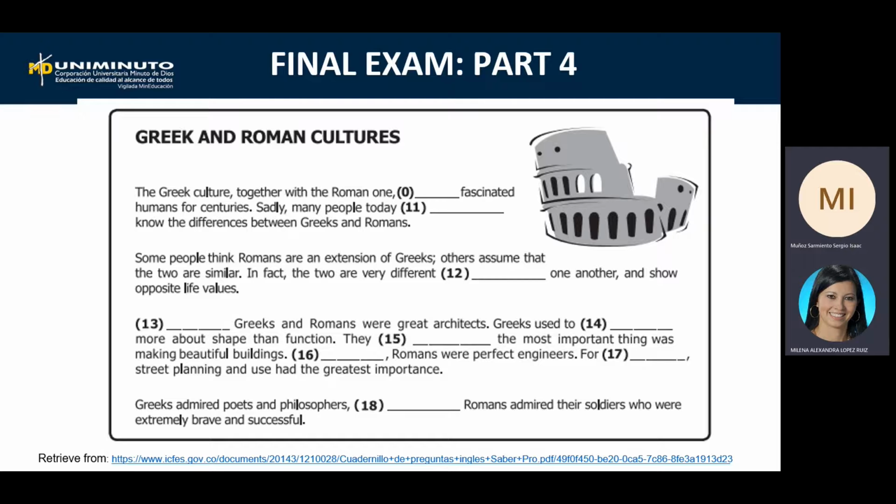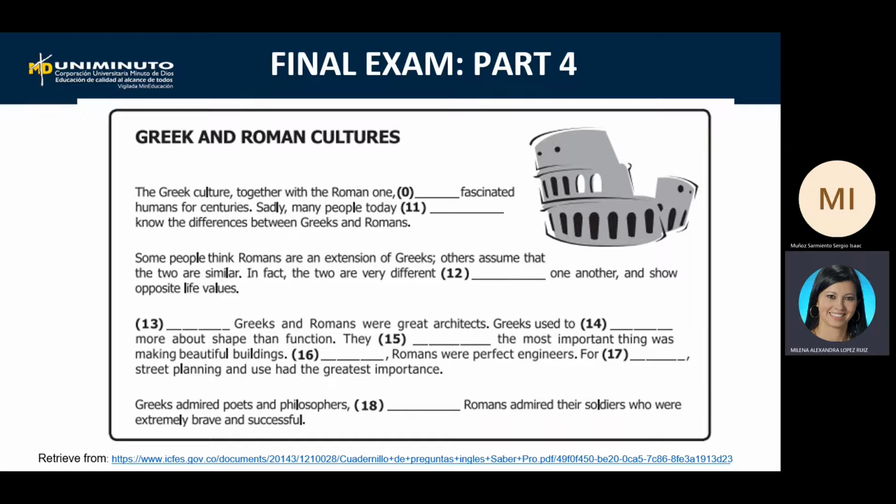Some people think Romans are an extension of Greeks. Others assume that the two are similar. In fact, the two are very different from one another and show opposite life values. Letter C, from one another. Good. So we say very opposite. No, opposite, Sergio. Opposite is together, as one word. Life values is when it is separate, but opposite is together. Okay.